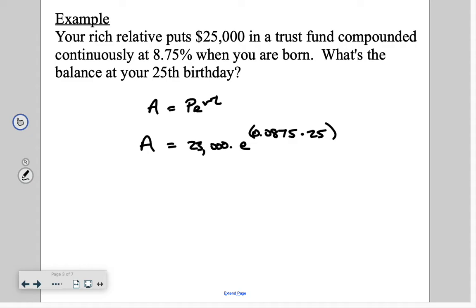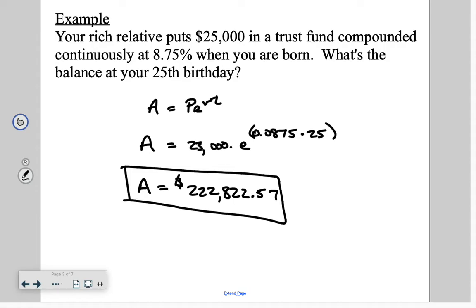and we hit enter, and that $25,000 that we started with, 25 years later you come back, and you should now have $222,822, and if we're rounding based on what makes sense, since we're talking about money, rounded to the cent, which in this case would be 57 cents. So you started with $25,000 when you were born, and you came back 25 years later and had $222,000.